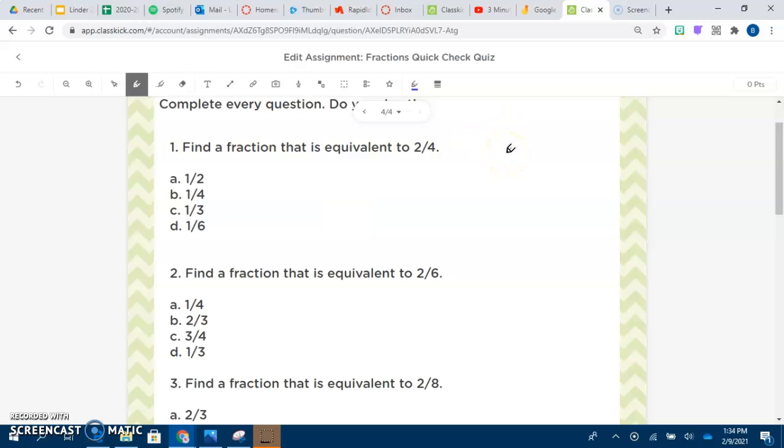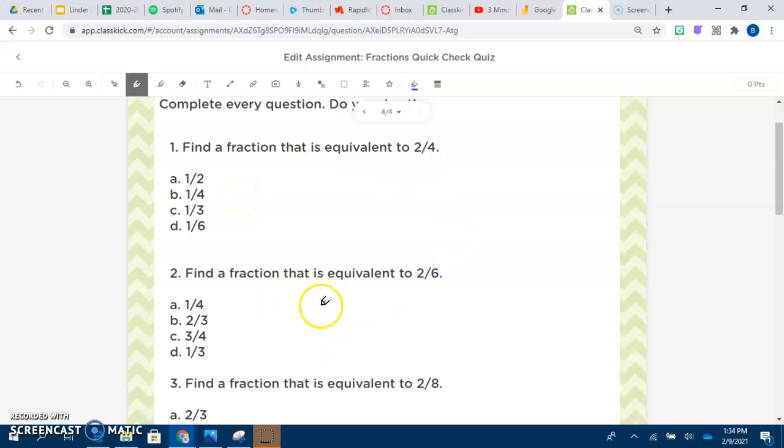All right, fifth graders, this is going to be the fractions quiz check retake. Before you take the retake, I want you to watch this video and I'm going to solve a couple problems so you can see how to figure it out. That way you can do better on your retake.